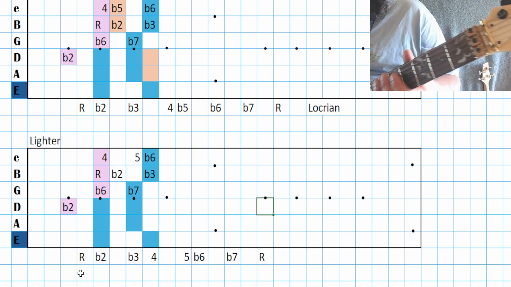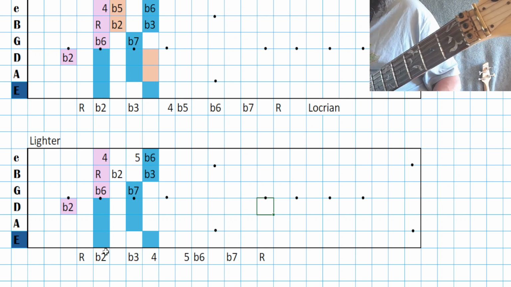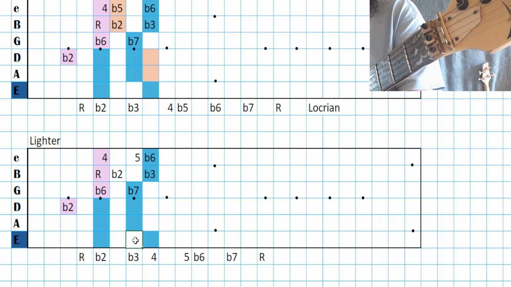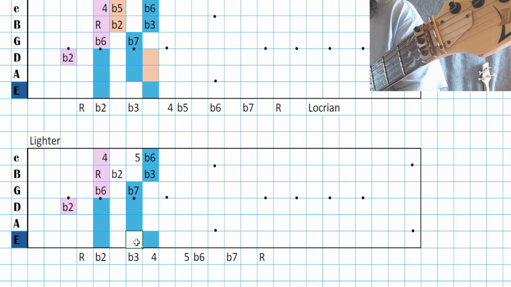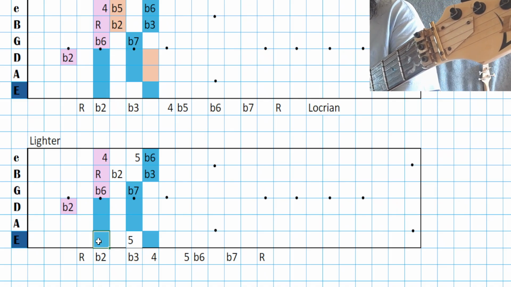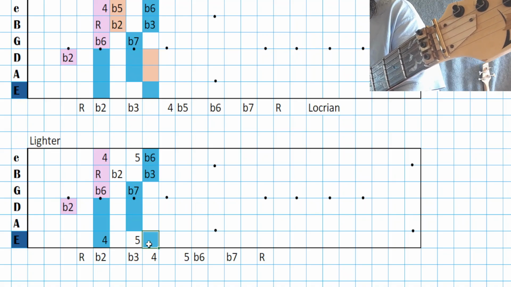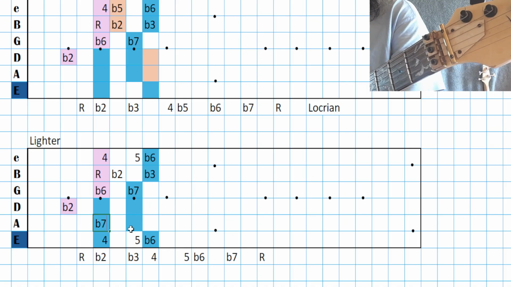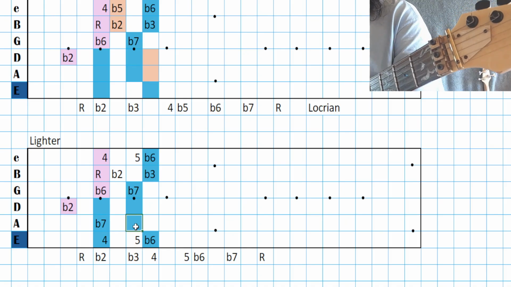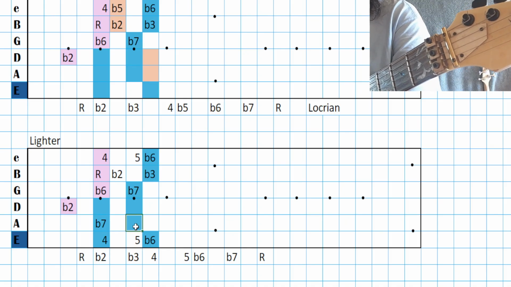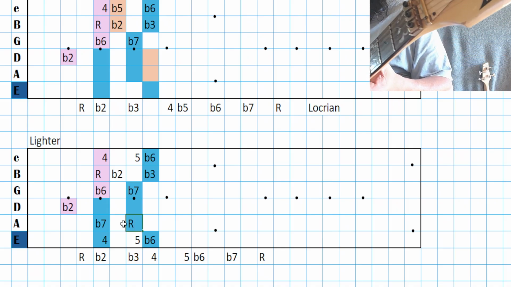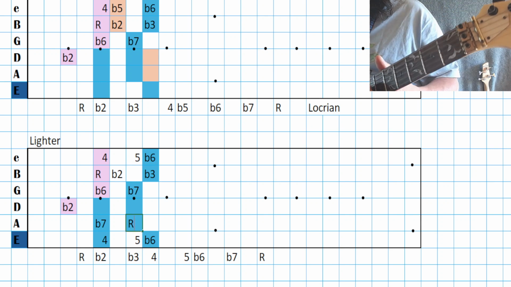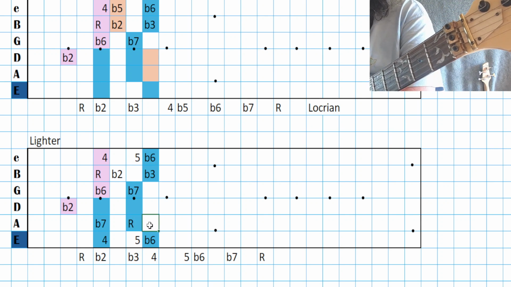For some reason, I have something off here, but to just be super simple, we're going to put all our intervals in here and see where we've gone wrong. Flatted 7. That's going to be our root. So that should be on the E. So then we're going to have our flat 2 there.